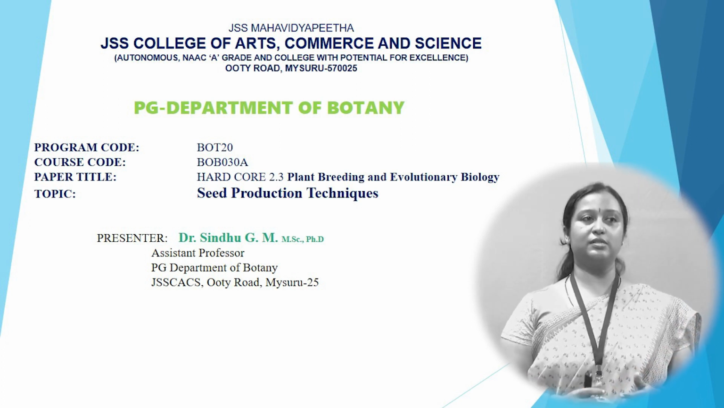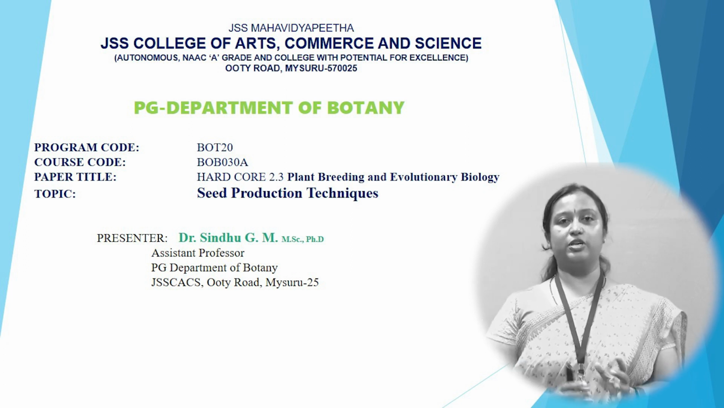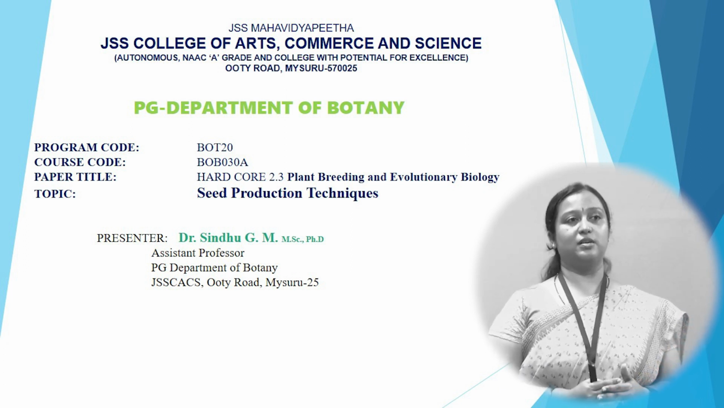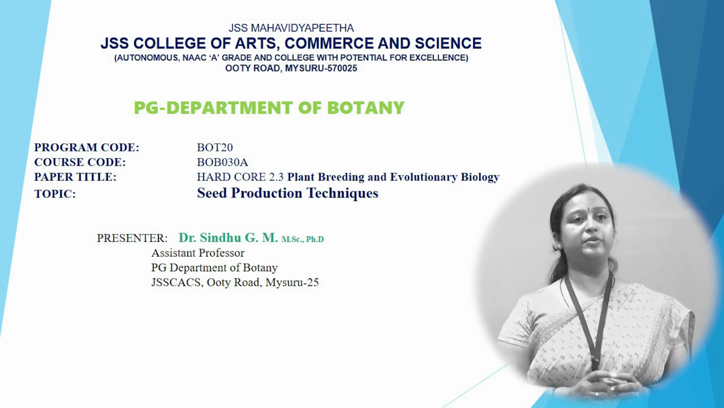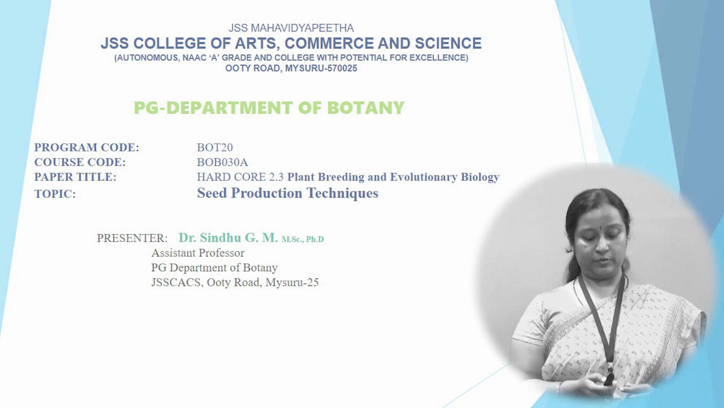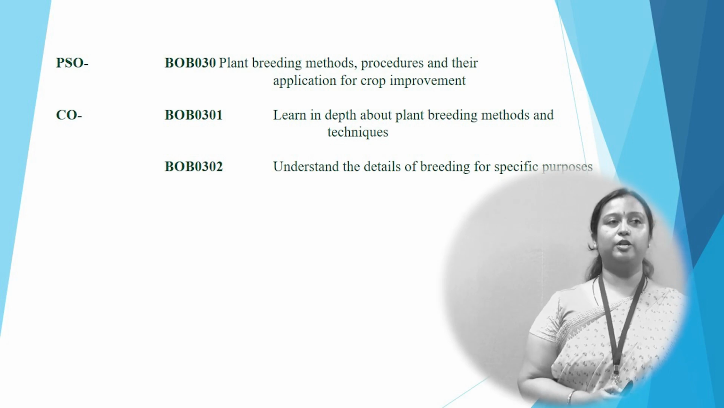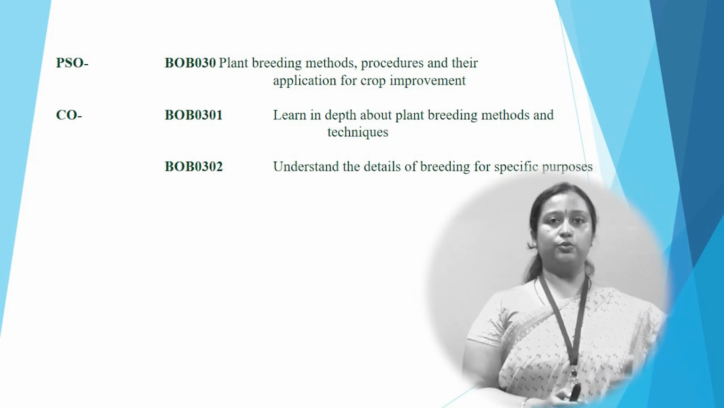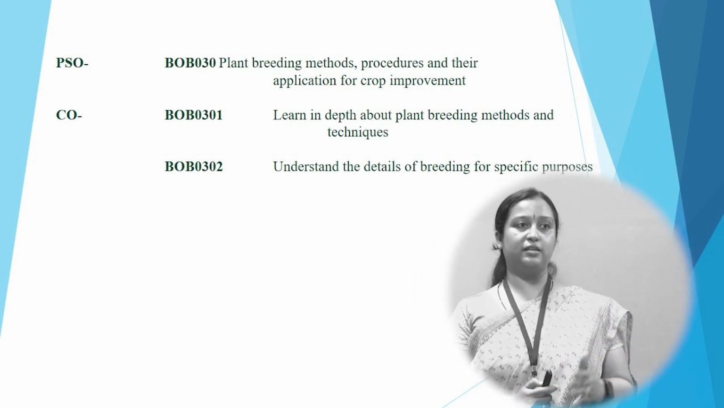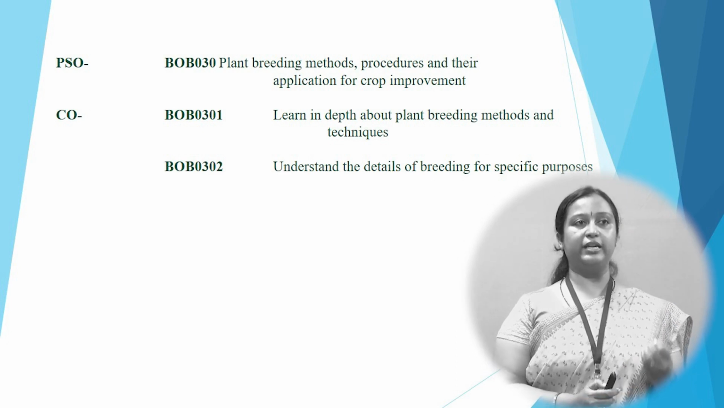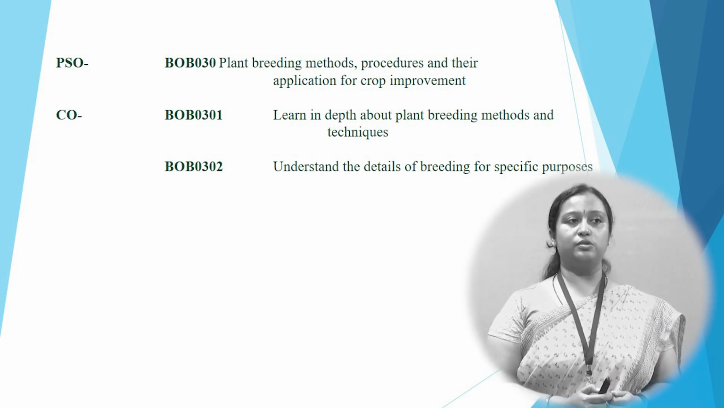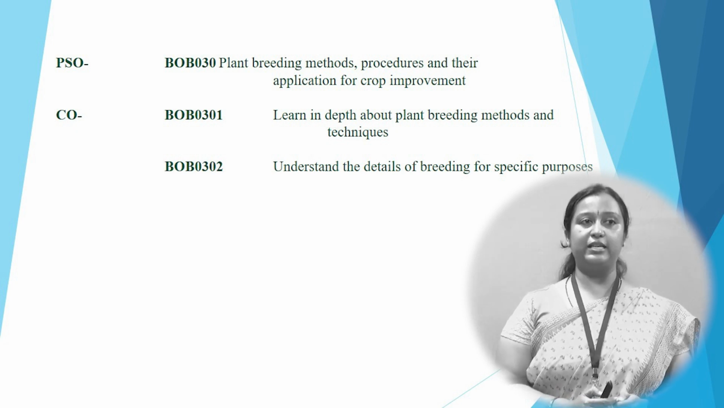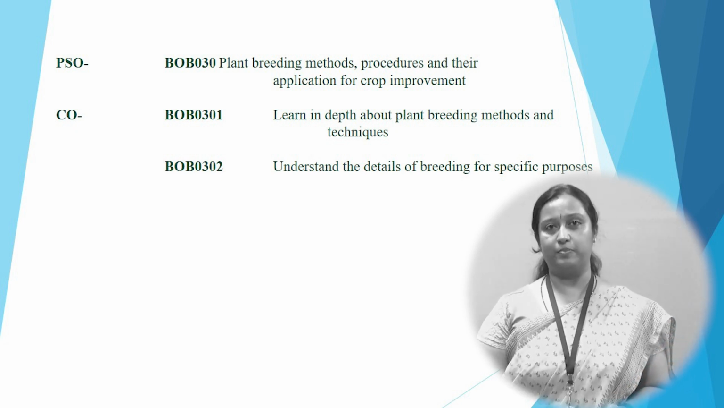Today, we are going to discuss the topic seed production techniques. This topic comes under the paper titled Hardcore 2.3 Plant Breeding and Evolutionary Biology. In this topic, we will cover two course outcomes: learning in depth about plant breeding methods and techniques, and course outcome 2, understanding the details of breeding for specific purposes.